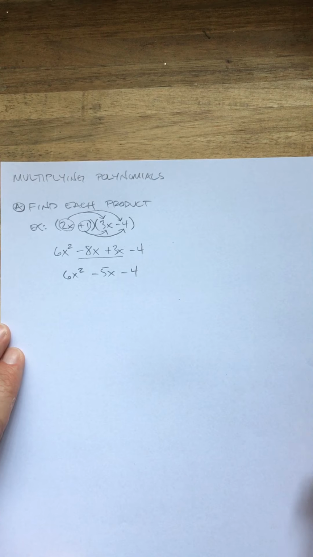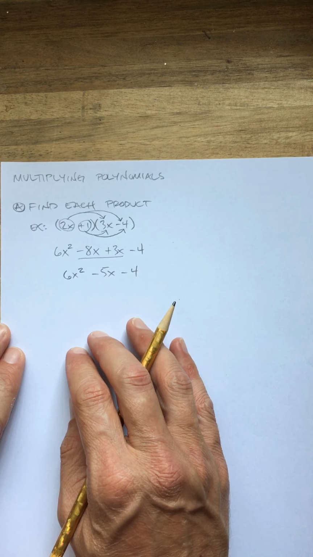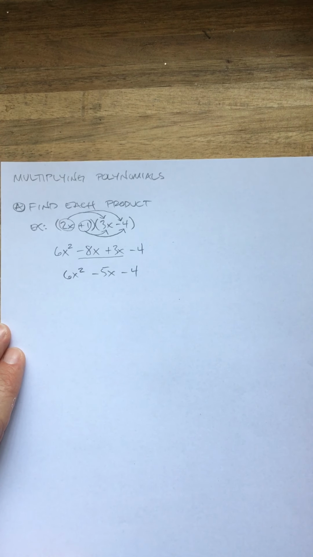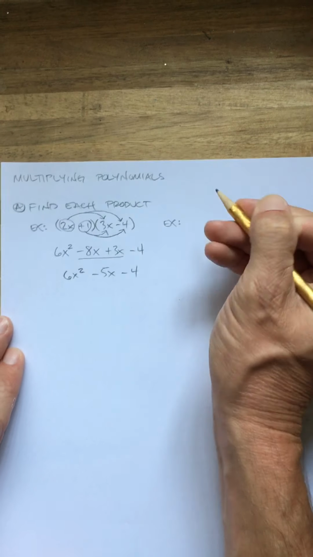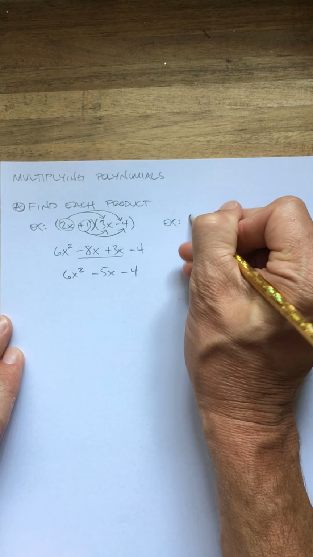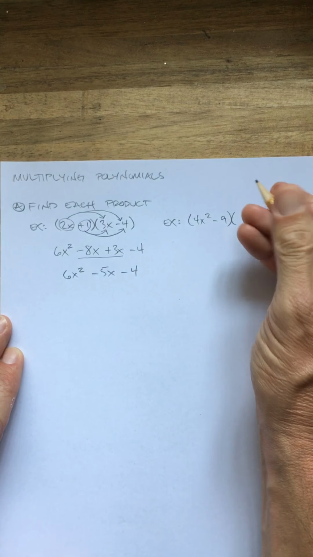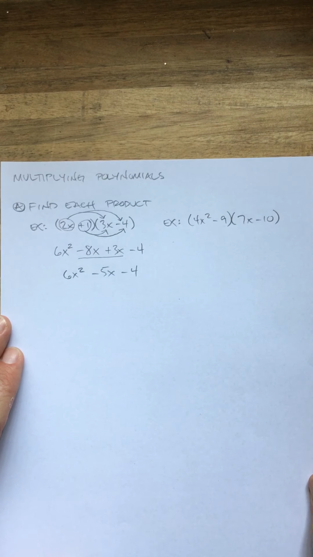Okay? Now they're not always going to be like this. I'll show you an example of how it's slightly different. You don't always get to combine like terms. Most of the time you do, but let me just show you another product. I have 4x squared minus 9, and I'm going to multiply by 7x minus 10. We'll see what happens with this one.